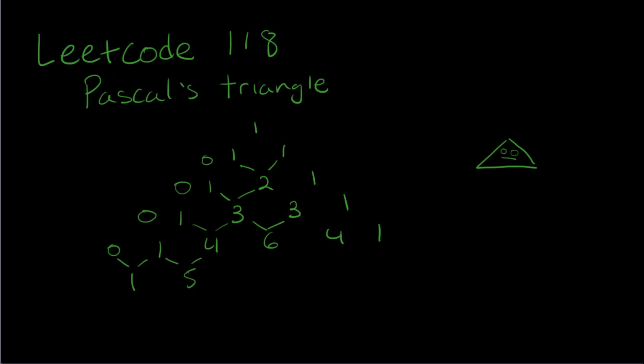1 and 4 make 5. 4 and 6 make 10. 6 and 4 again make 10. 4 and 1, 5. And with that hidden 0, we get a 1 here.